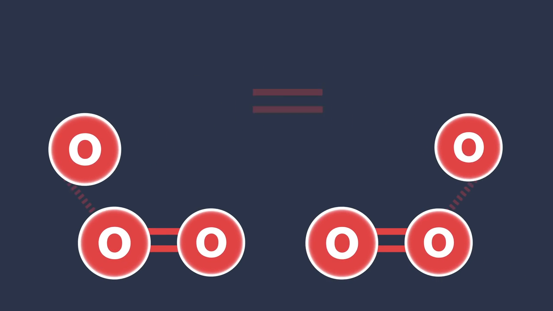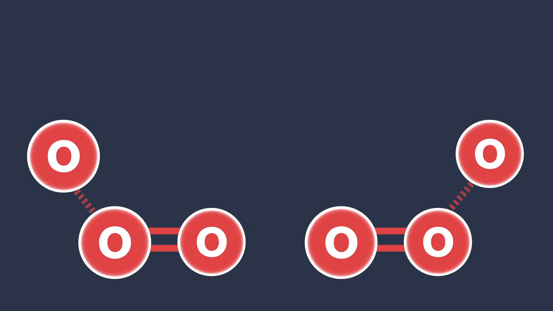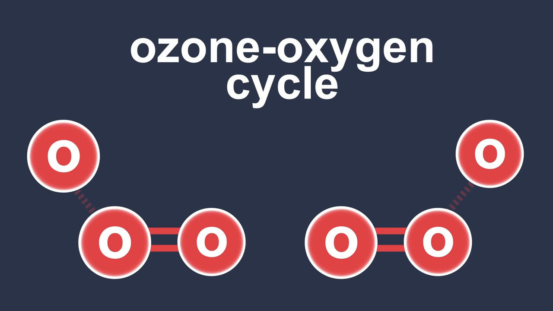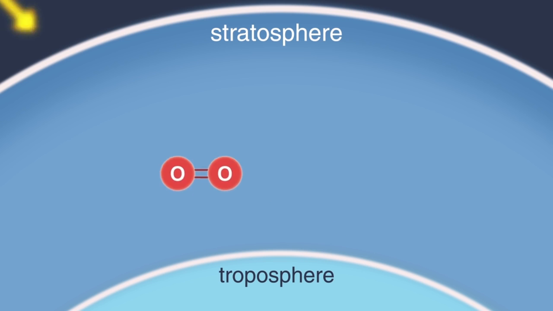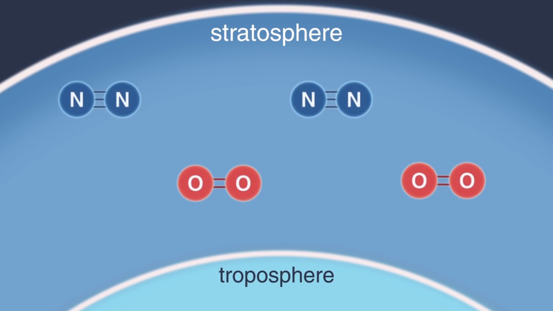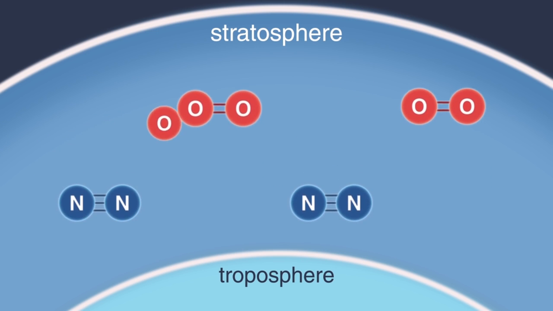The ozone in the stratosphere is continually being made and broken by the ultraviolet light in the ozone-oxygen cycle. To start with, UV gets absorbed in the stratosphere by molecular oxygen, which splits into 2 fast-moving atoms. These fast-moving oxygen atoms collide with air molecules around them, nitrogen and oxygen.